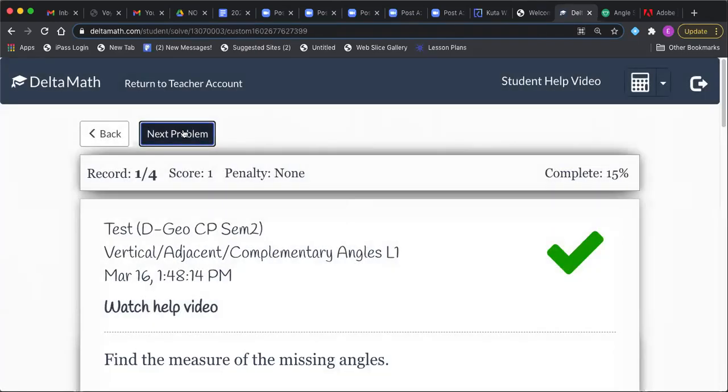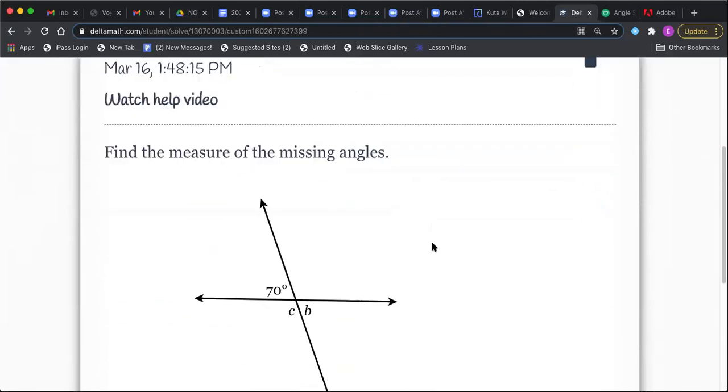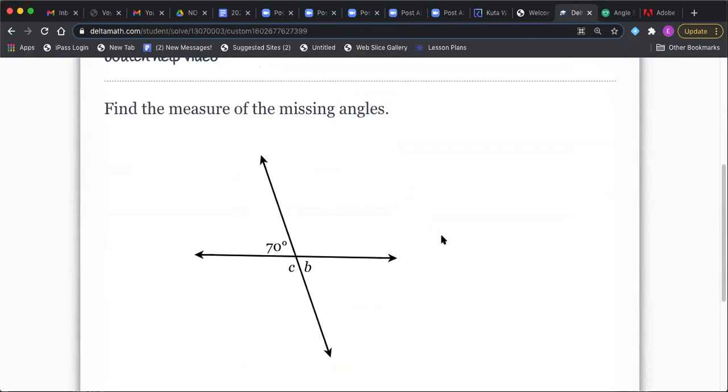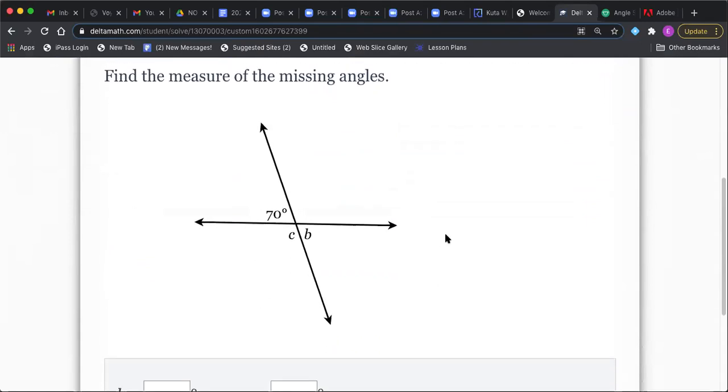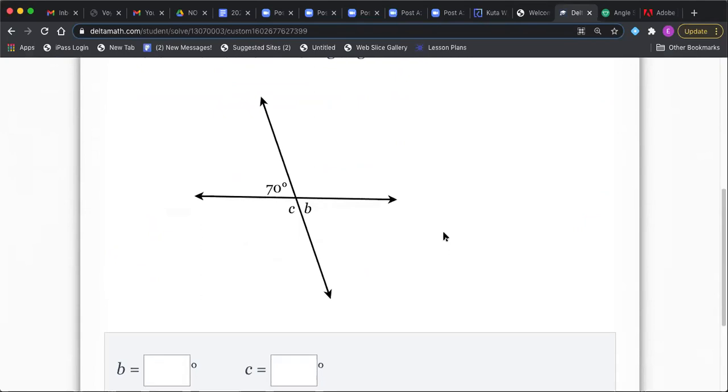All right, let's try another one like this. I'm going to show you a little bit of a different style. Look at this one. I already know the answer for B. I don't even have to do any math. I already know it. It's a free sale. If that's 70, that's 70, because they're vertical angles. Oh, cool. So I get B kind of for free.